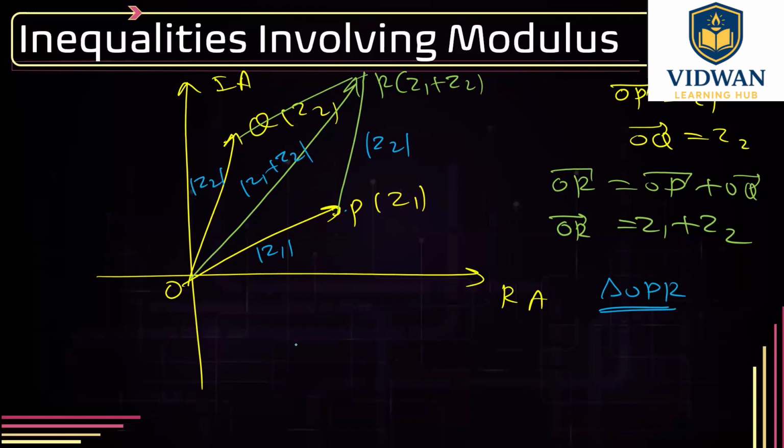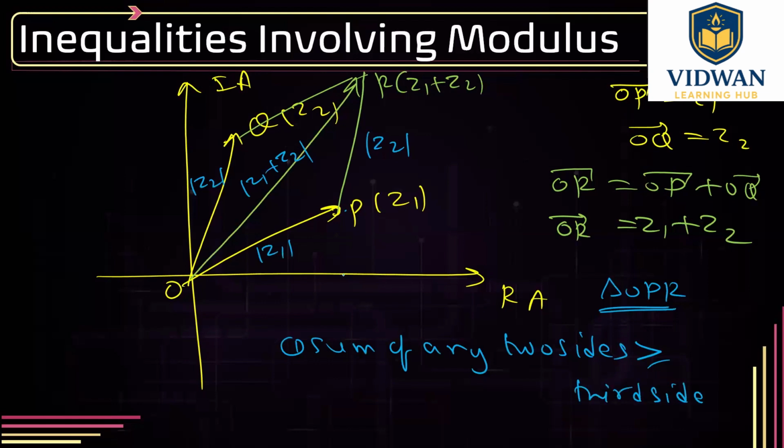The first inequality is: sum of any two sides is greater than or equal to the third side. Basically, when they form a triangle, only greater than will hold, and equal to will hold when the points are collinear, but still we write it under triangle inequality. So for the sum of two sides, I can take OP plus PR greater than or equal to the third side, which is nothing but OR.